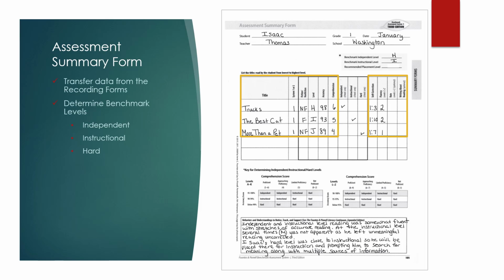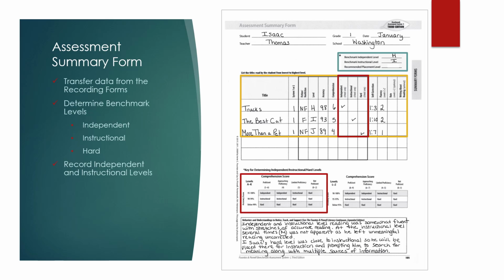Using the key for determining independent and instructional levels, determine the student's reading level to be independent, instructional, or hard. Remember to use the appropriate key. A through K will use the one on the left, L through Z uses the one on the right. Record the independent and instructional levels in the box at the top. Use the box at the bottom of the page to note any behaviors and understandings that you will notice and teach and support moving forward.